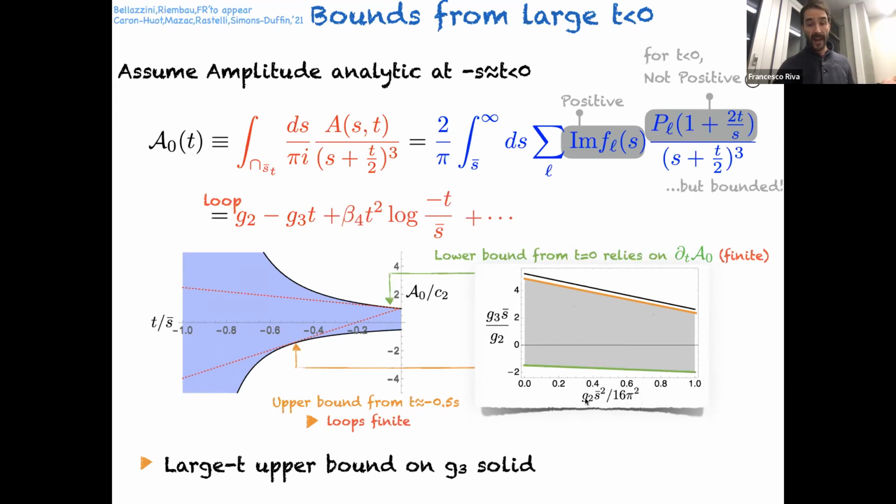This is the size of the loop, roughly. When we're here at 1, this is non-perturbative, it's not so interesting. But for any finite value, we have a finite bound on this thing.